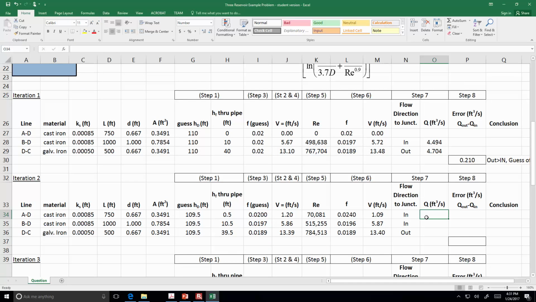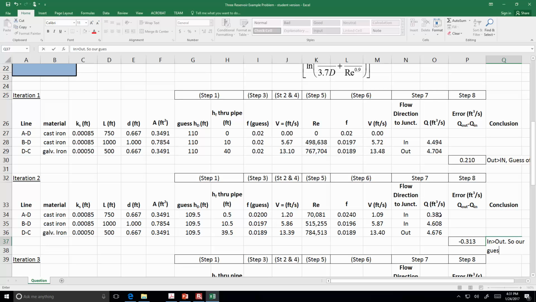All right, so this is an inflow. The flow rate is V times A. Oh, I want to use the updated V. So the velocity times the area for all of those. All right, and now the out minus the in. So we have one out minus both of the ins. So there is a negative value there. So what that means is in is greater than out.